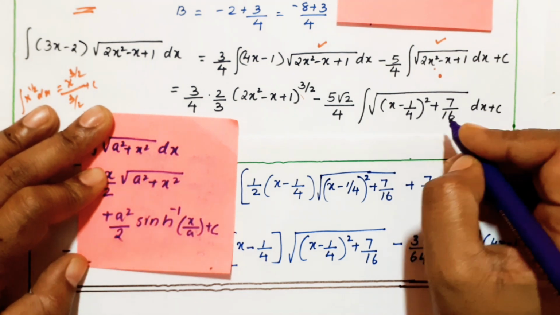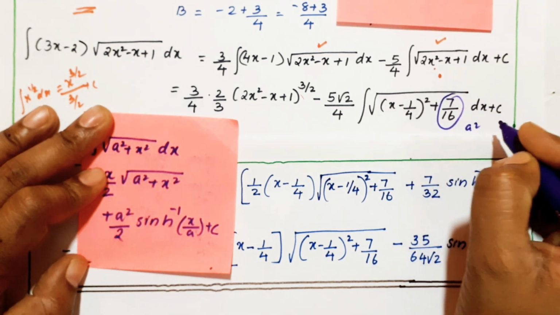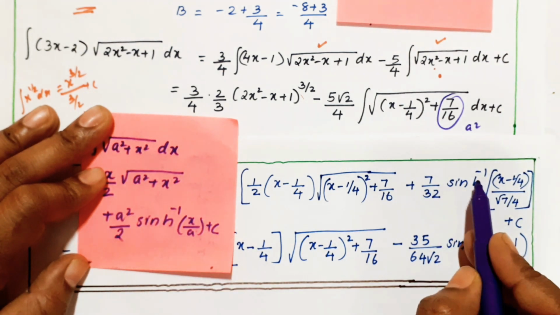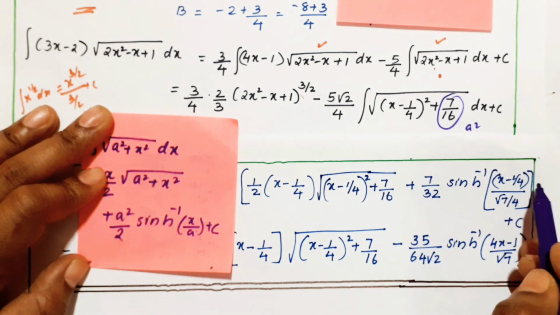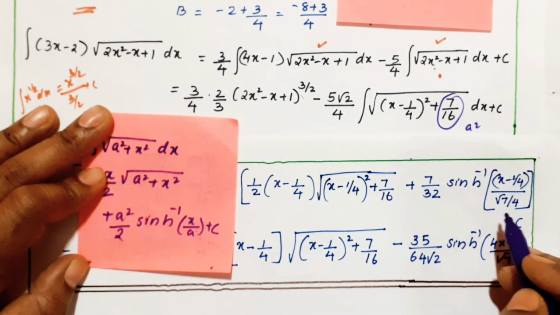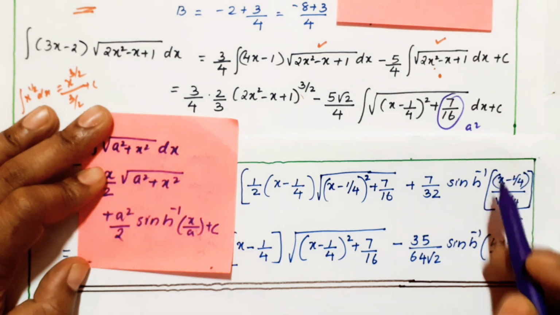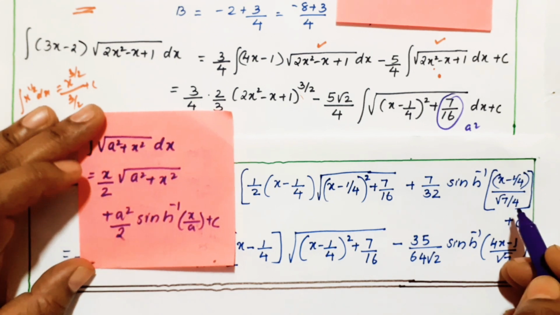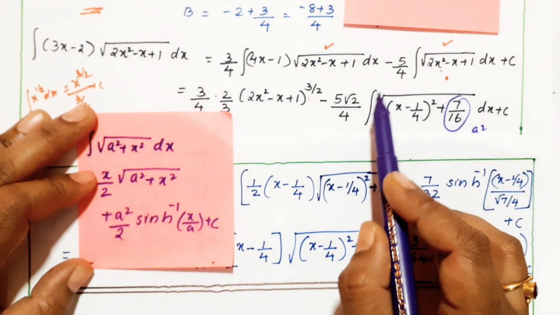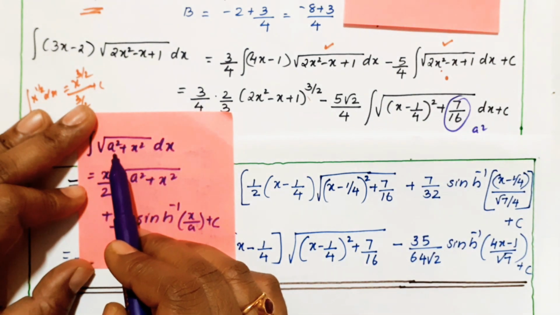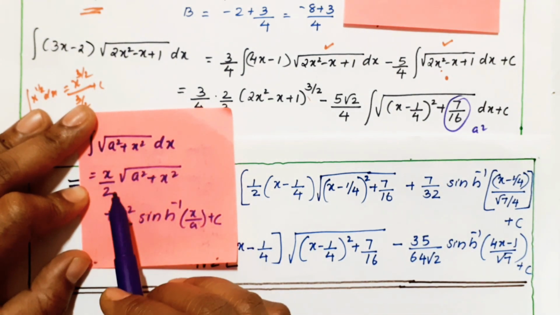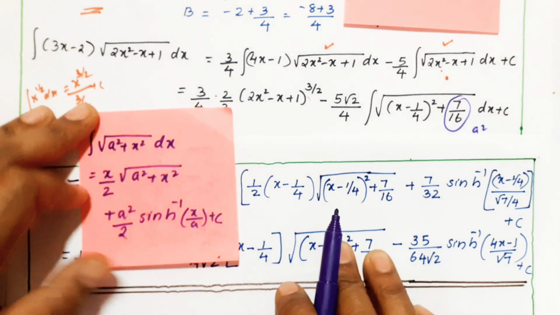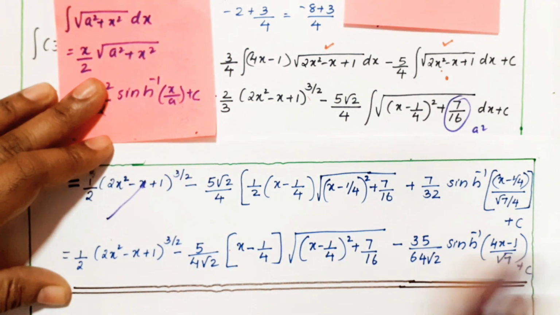A square is 7 by 16, this full term is nothing but a square, right? So a square by 2 is 7 by 16 by 2, that is 7 by 32, sinh inverse x. What is your x? x minus 1 by 4 by a. What is a? a is root 7 by 4, because root 16 is 4, so root 7 by 4. Okay, so carefully you check it. What we did is this term is in the form of root over a square plus x square dx. That is x by 2 root over a square plus x square plus a square by 2 sinh inverse x by a plus c. Clear? Now we are arranging and writing, that's all, nothing more.